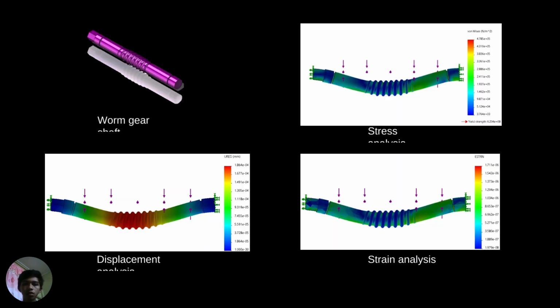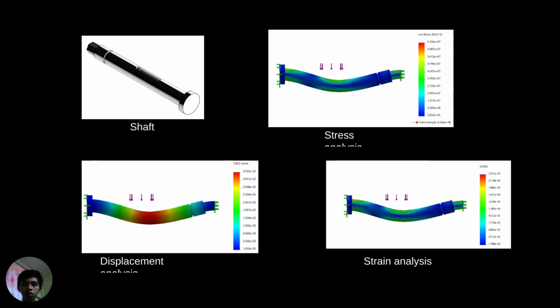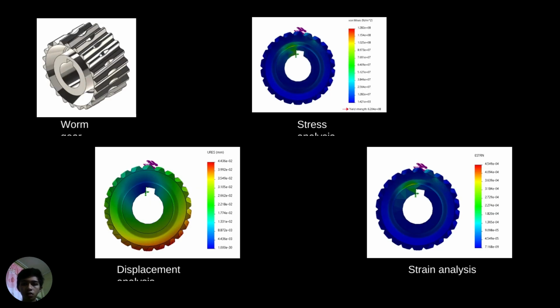For finite element analysis, this is where we utilize SolidWorks Simulation to analyze the machine elements. So this is the simulation for the worm gear shaft. This is the simulation of the shaft. And last but not least, this is the simulation for the worm gear.